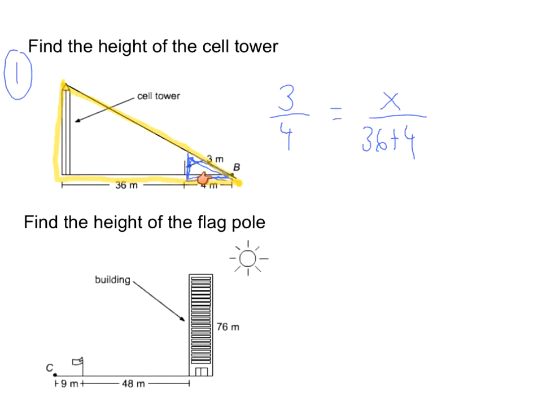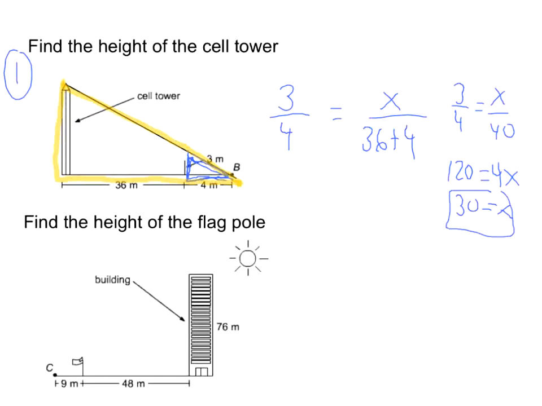What's my blue triangle? A 3 and a 4. What's my yellow triangle? I don't know, and the whole bottom of my yellow triangle is a 36 plus the 4. So you got to look for the lines that divide it. You do. You have to look for the lines that divide the triangles. Exactly. So what I really have here is 3 over 4 equals X over 40. So when I cross multiply, I'm going to get 120 equals 4X. So my X is going to be 30.